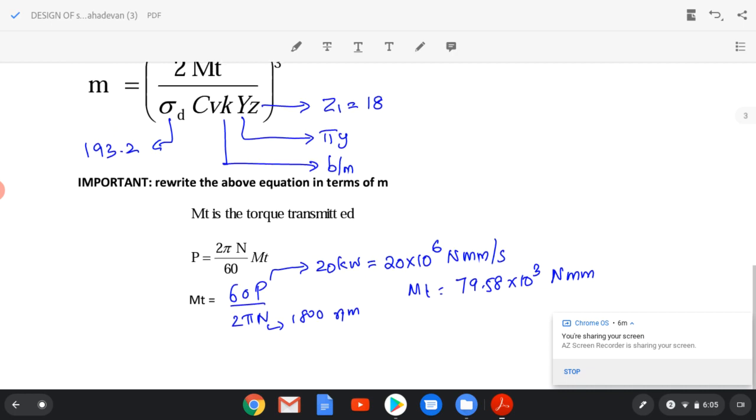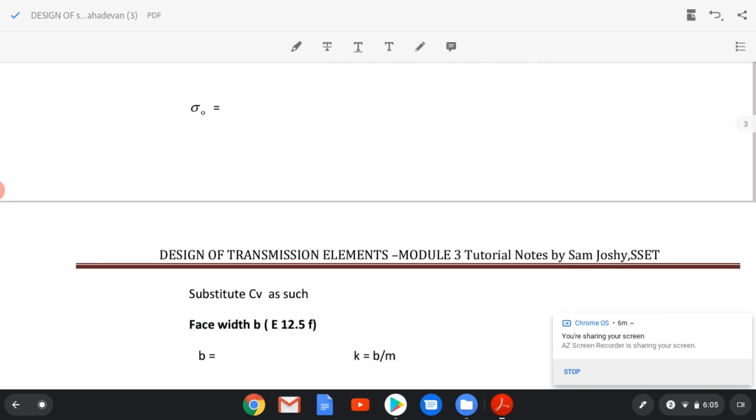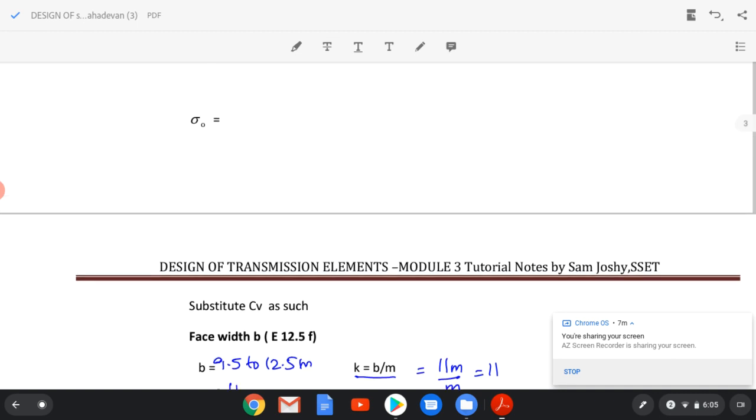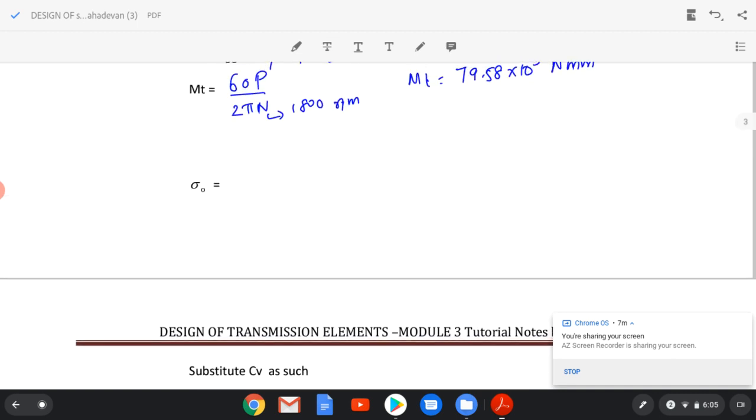Substitute Cv as such, then k equal to b by m. See this equation? Now the range of b by m, from equation 12.5f, b equal to 9.5 to 12.5 m. If you take the mean value, it is 11 m, so k equal to b by m, 11 m by m equal to 11. Then sigma d equal to 193.2 Newton per mm square.